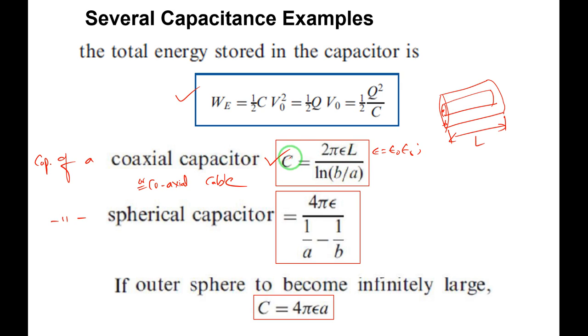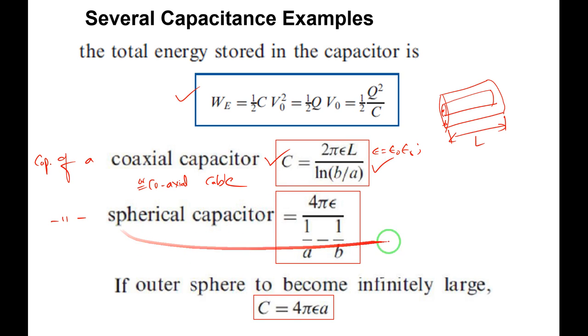If I want to increase the capacitance, the length of the capacitor can be increased, or else the dielectric constant can be increased. I have to choose another material so that the capacitance gets increased, right? And it is inversely proportional to ln of B by A.